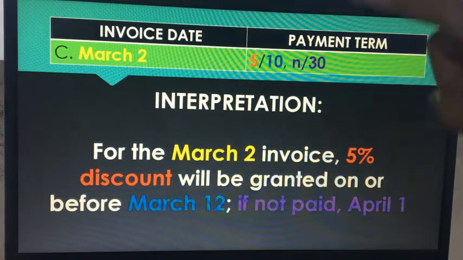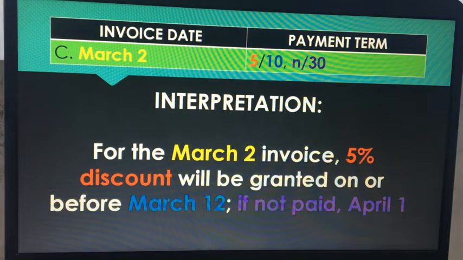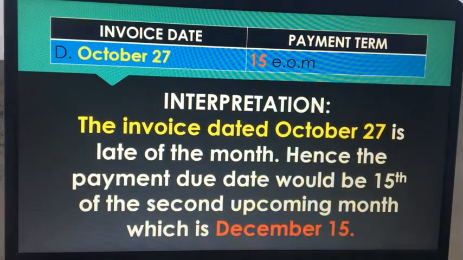So, March 2, after 30 days, that is April 1. Take note that March has 31 days. So meaning the due date is until April 1. That's how you are going to interpret example letter C. Okay? Let's proceed. Example letter D.